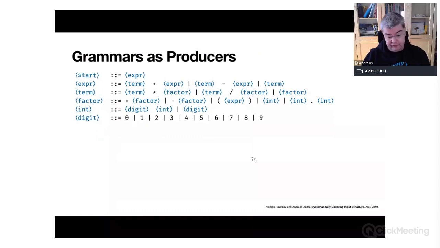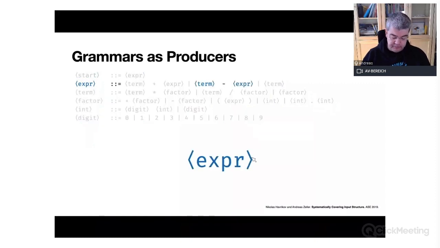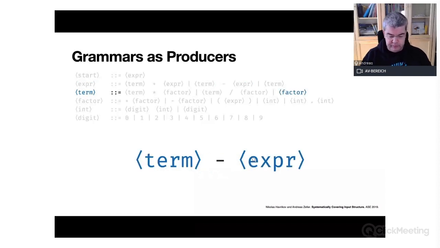Well, you start with a start symbol, conveniently named start. And you have these rules in the grammar by which you can replace one non-terminal symbol by an expansion. We have just changed start to expression. Expression expands into term minus expression. Term expands into factor. Factor expands into integer minus expression.